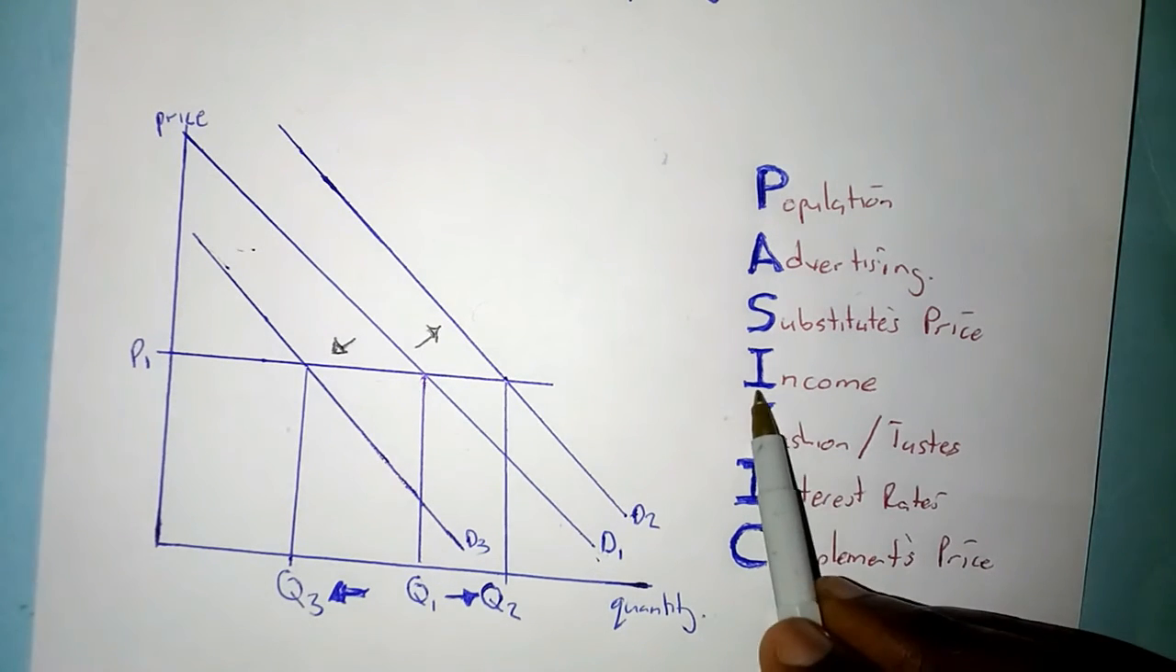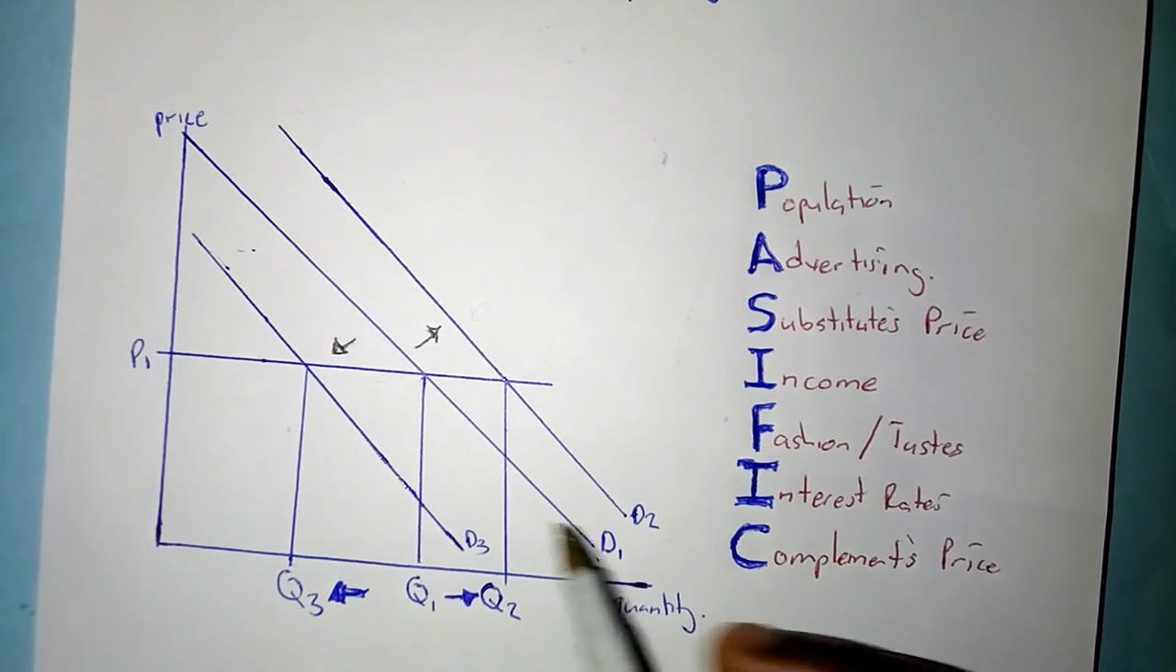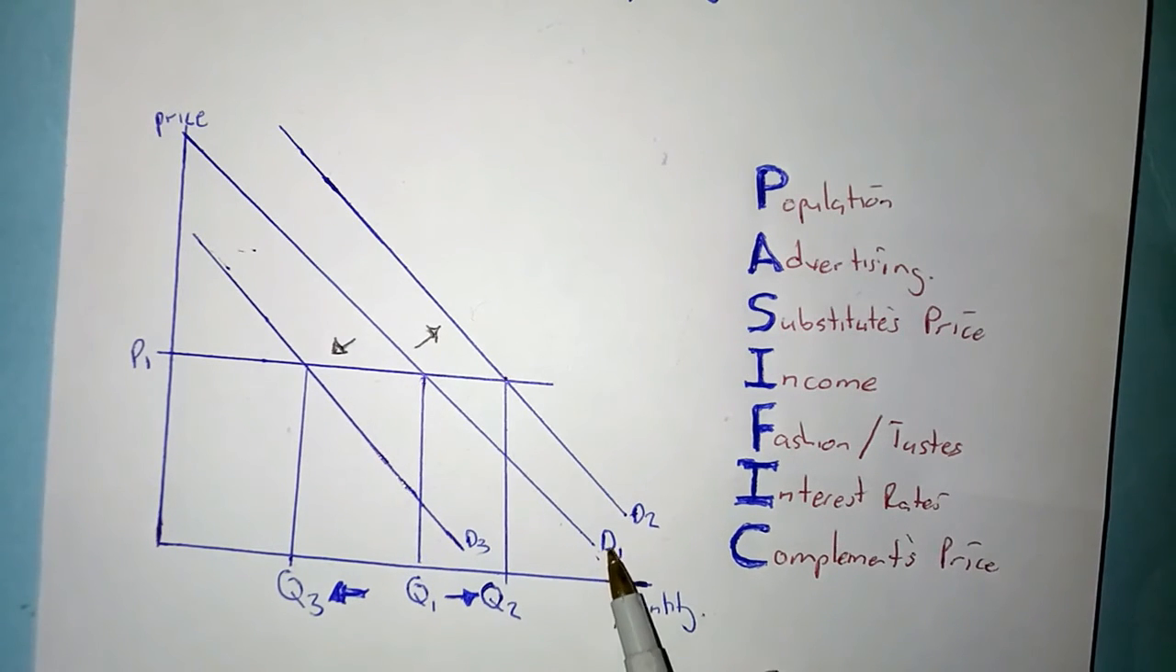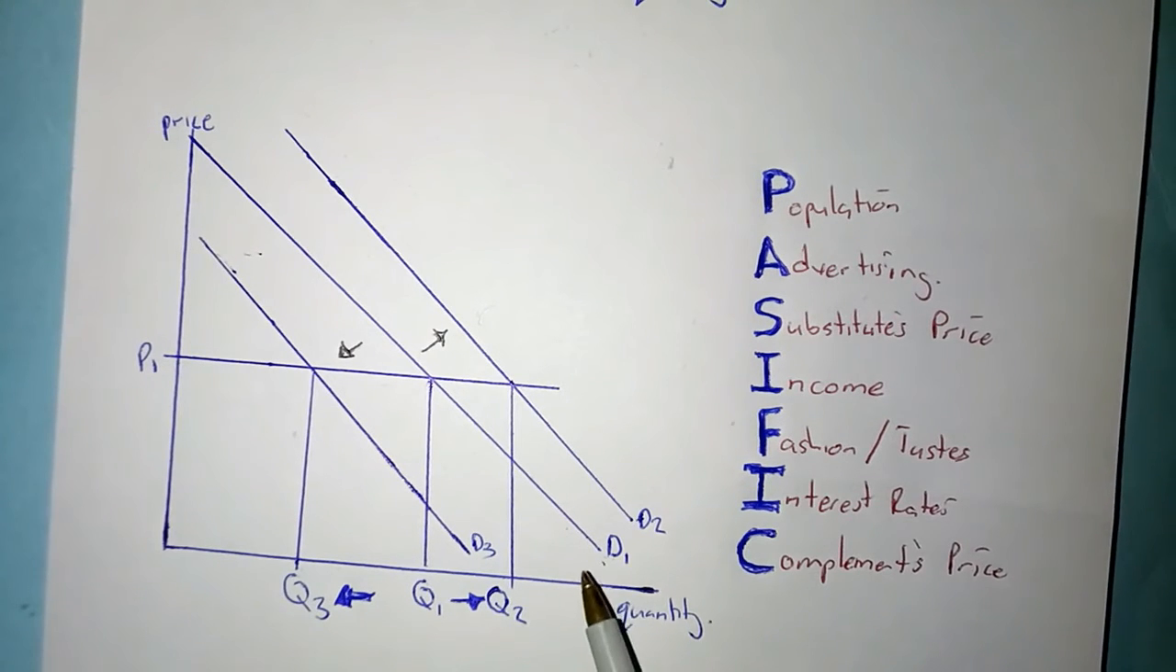Then we go to income. We have to talk about two distinct goods, which are inferior goods and normal goods. A normal good is a good which, when income rises, demand rises also. So if income rises, demand for normal goods will increase from D1 to D2. We are talking, for example, about a luxury car, right? When income decreases, its demand will decrease from D1 to D3.